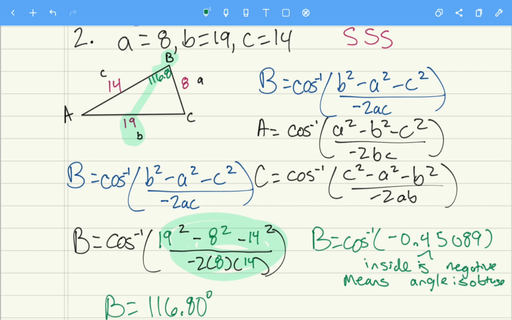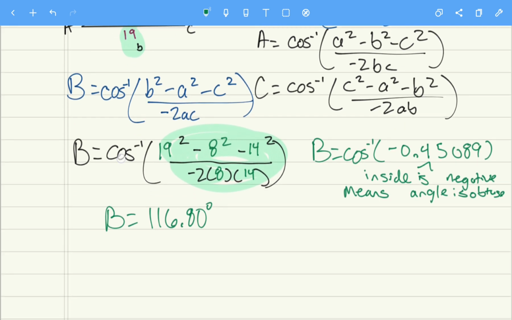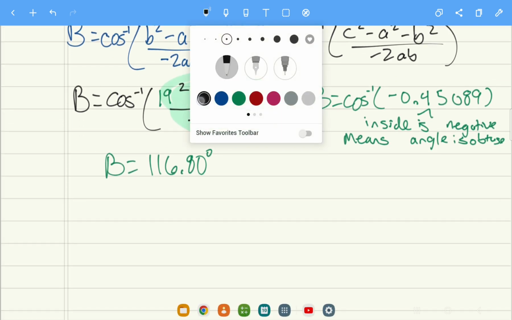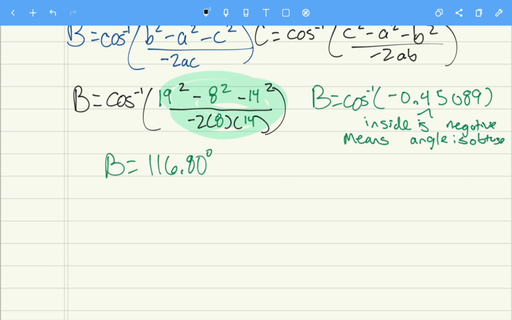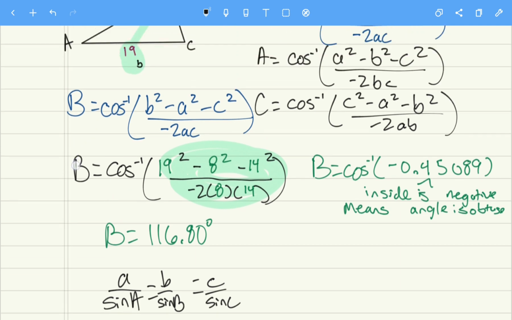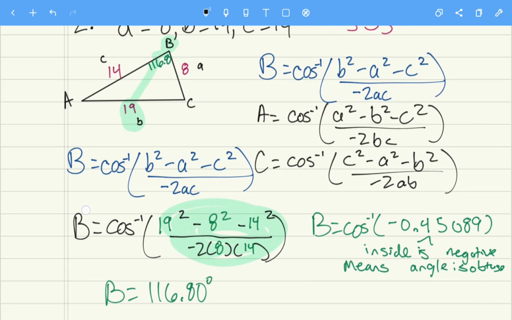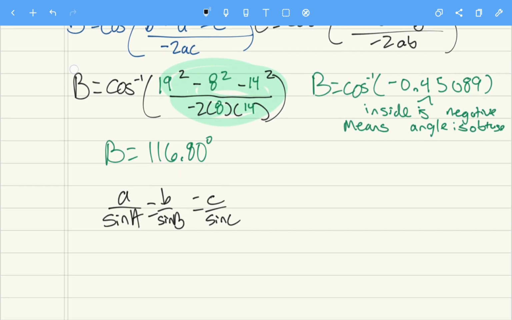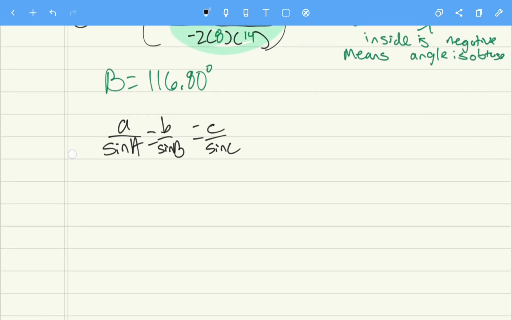And now from this point on, I would suggest using the law of sines. You can use the law of cosines again if you want, but I find the law of sines is a little simpler for me. So remember, law of sines is A over sine A equals B over sine B equals C over sine C. Let's solve for angle A first.